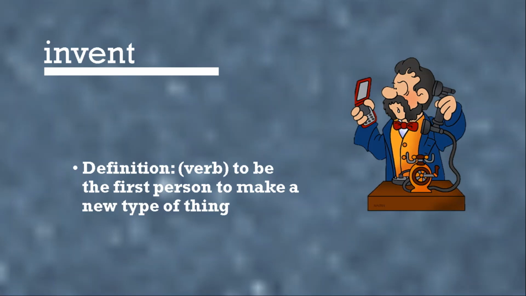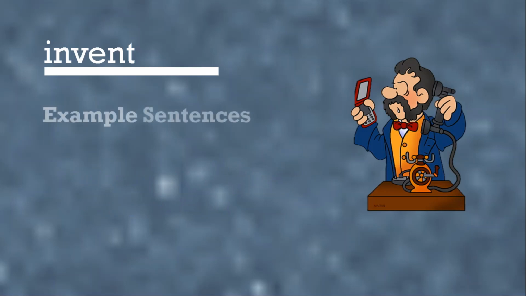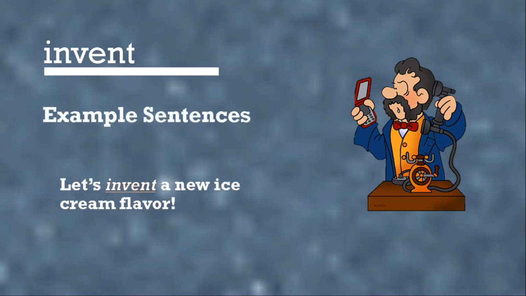Okay? The example sentence that we have is this: let's invent a new ice cream flavor. Okay, so in this context, you can see that no one has invented a particular flavor, and they want to find what flavor that is, and they want to invent a new ice cream flavor. That means no one has invented that new ice cream flavor.